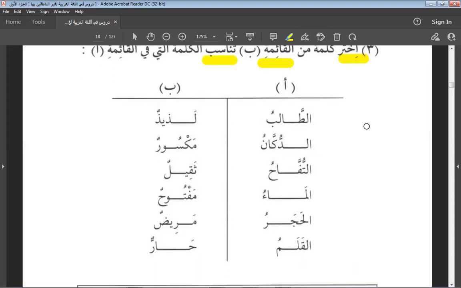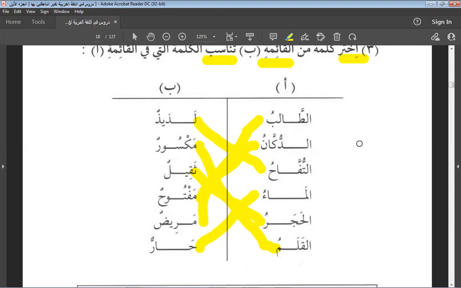I think we would do this right here. We have at-talibu, ad-dukanu, at-tufahu, al-ma'u, al-hajaru, al-qalamu. So they want us to match the khabar to its appropriate mubtada. So lazizun will go for at-tufah, right? Maksurun will go for al-qalam. Thaqil will go for al-hajar. Maftuh is ad-dukan. And then marid will go for at-talibu: at-talibu marid. Harun will go for the water, al-ma'u. So that is what they expect us to do.